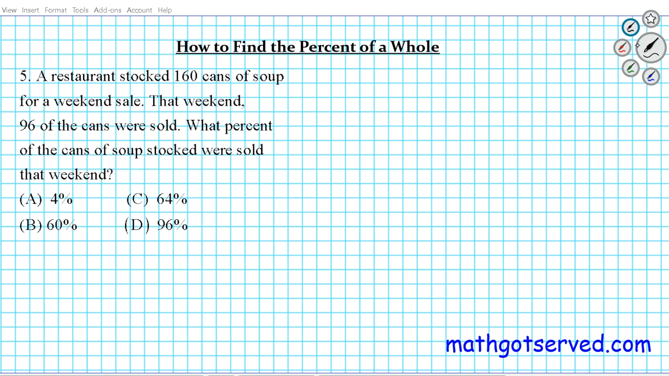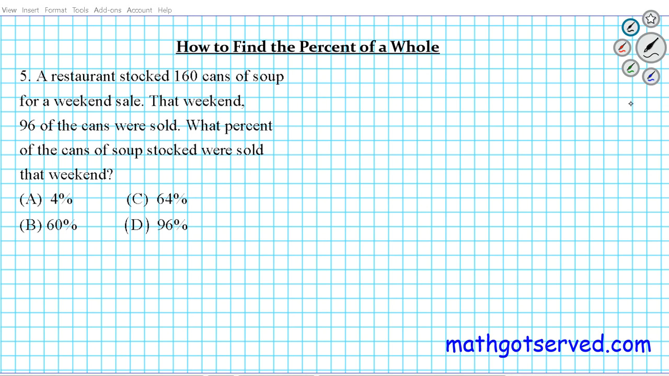Alrighty, let's take a look at question number 5. In question number 5, you've been assessed on how to find the percent of a whole. Okay? Alright, so question 5 reads, a restaurant stocked 160 cans of soup for a weekend sale. That weekend, 96 of the cans were sold. What percent of the cans of soup stocked were sold that weekend?